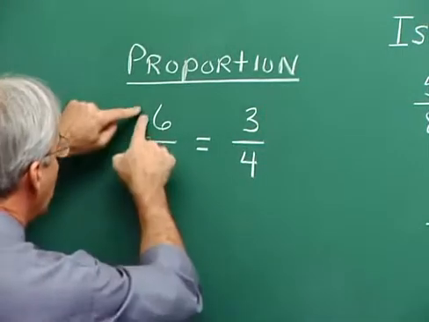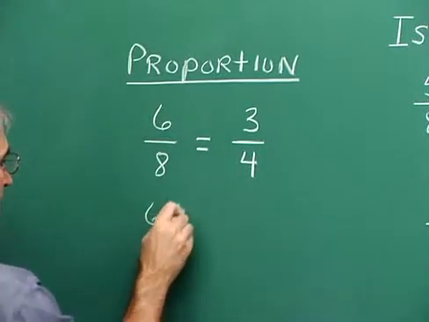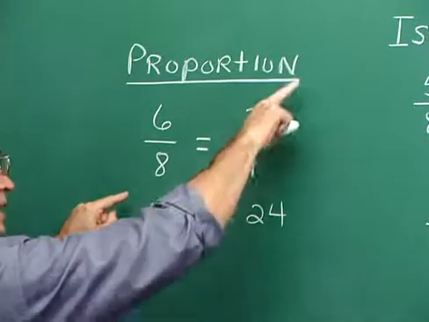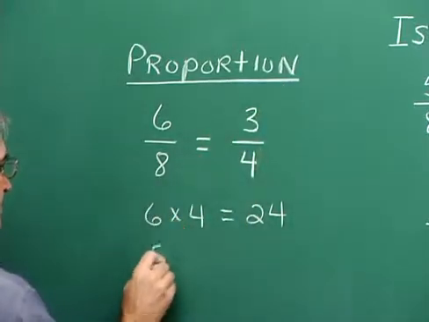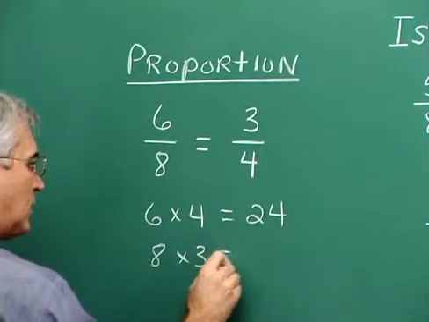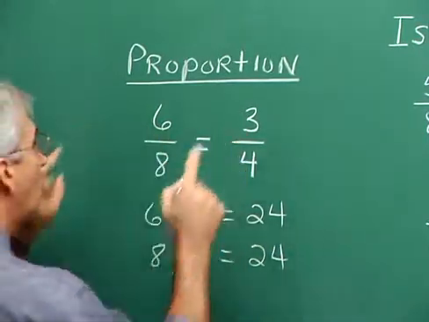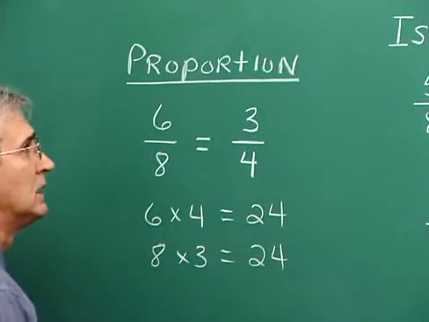So here's what we're doing. 6 times 4 is 24. And then along the other diagonal, 8 times 3 is also 24. So because these are equal to one another, we know that the proportion is valid.